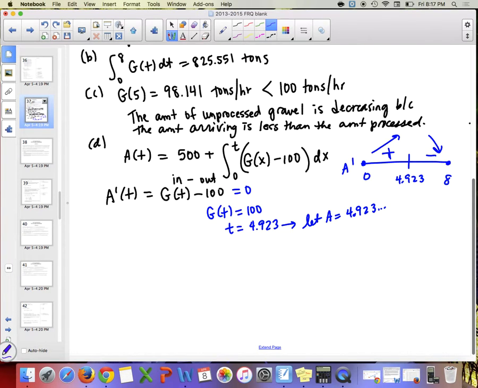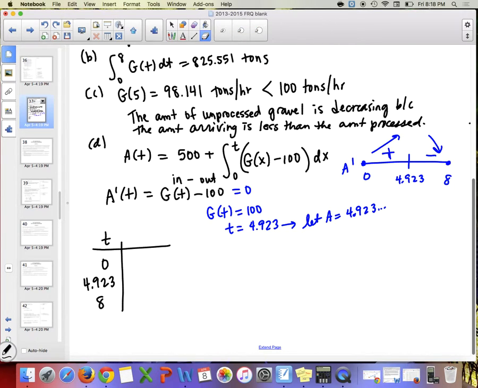Okay, now a lot of times, like I said, they're not grading this chart, so we need to somehow write this chart. So that's when I would just do like a little t-table. And I would say, okay, for t values, I'm going to have a t value of 0, 4.923 something, I'm going to have 8. And I want to know what my a of t is.